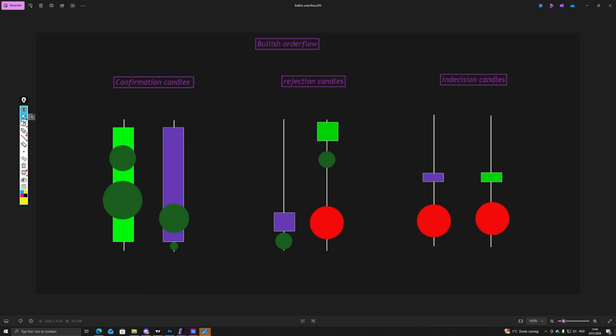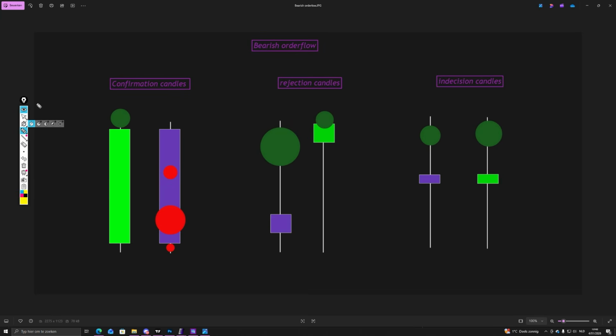All right, some bearish examples. So again, on the confirmation side, this bullish candle, same thing as in prior bearish example. In this case, the buyers are unable to keep pushing through, and price closes below the big orders.